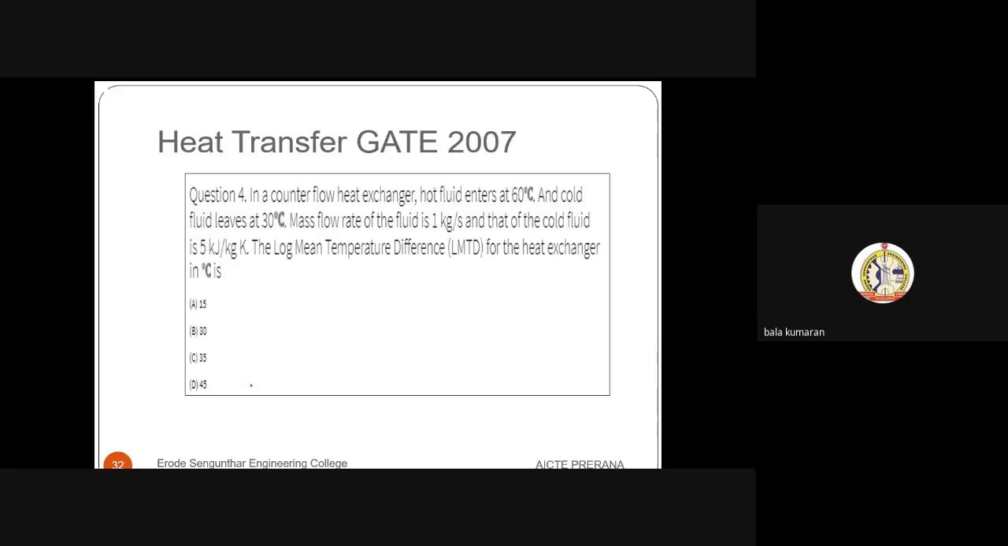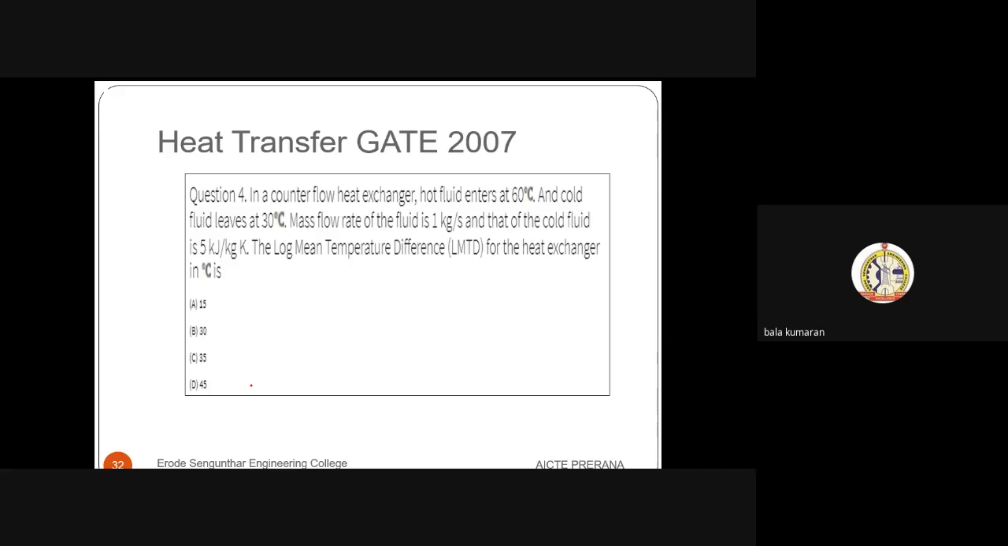Next question, which was asked in 2007, is a 1 mark question. In a counterflow heat exchanger, hot fluid enters at 60 degrees Celsius and leaves at 30 degrees Celsius. That means the hot fluid high temperature is 60 degrees and the cold fluid leaves at 30 degrees Celsius. The mass flow rate of the fluid is 1 kilogram per second and the cold fluid is 5 kJ per kilogram Kelvin. The logarithmic mean temperature difference of these.